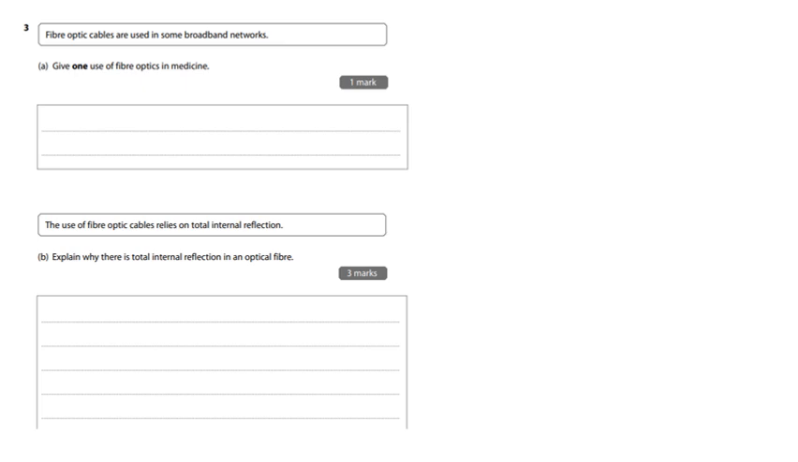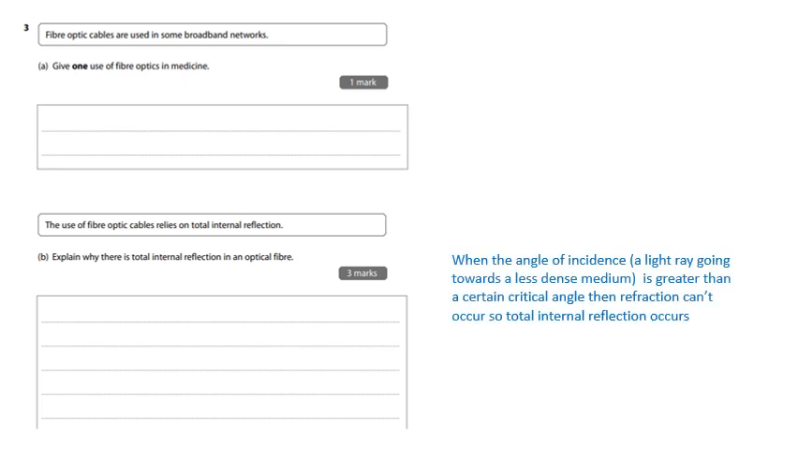The use of fiber optic cables relies on total internal reflection. Explain why there is total internal reflection in an optical fiber. 3 marks. So I'll show you the answer that I've typed. When the angle of incidence, of a light ray going towards a less dense medium, is greater than a certain critical angle, then refraction can't occur, so total internal reflection occurs.